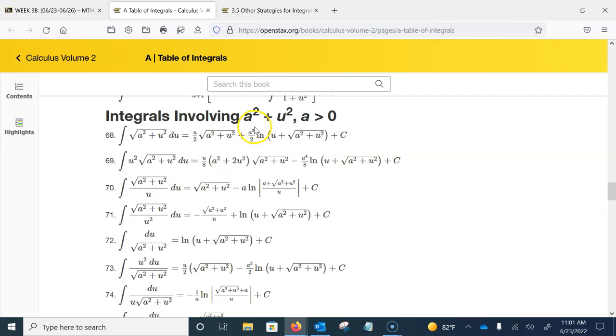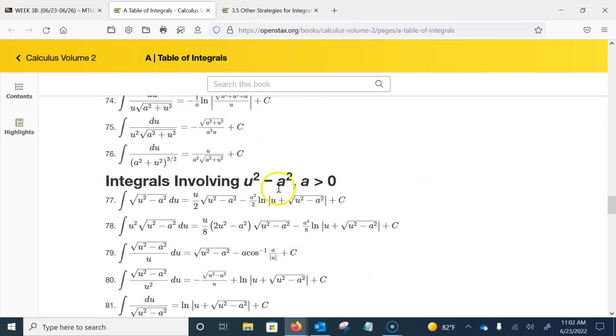Here we're looking at integrals involving a squared plus u squared, and we had a section prior where we had radicals, a squared plus u squared. And so here they're just looking at forms with a squared plus u squared. Okay, and some of these we actually looked at in a previous section. And again, some of these are going to result from doing trig substitutions combined with u substitutions combined with integration by parts. All right.